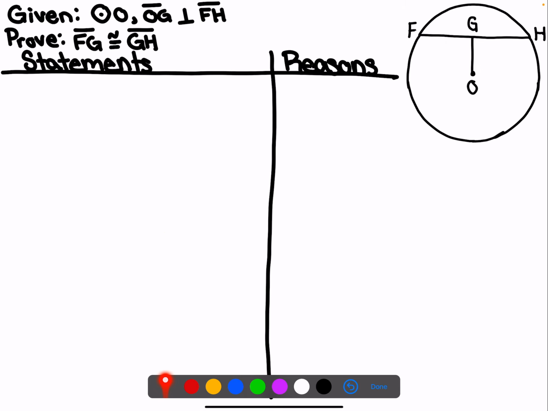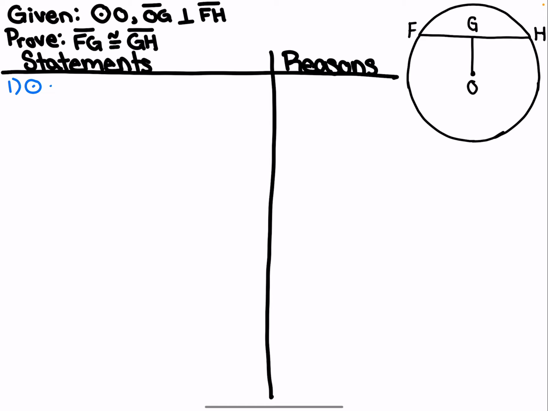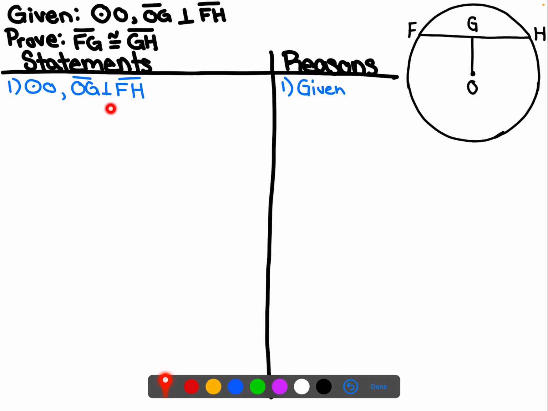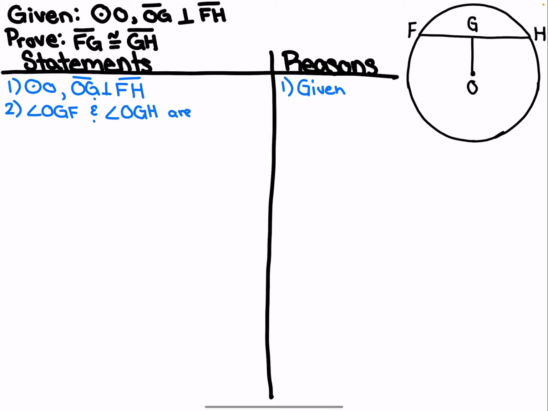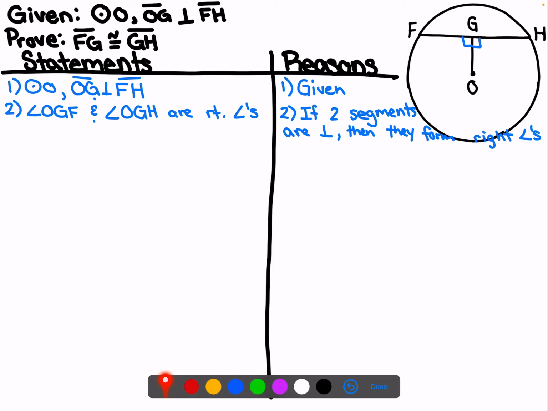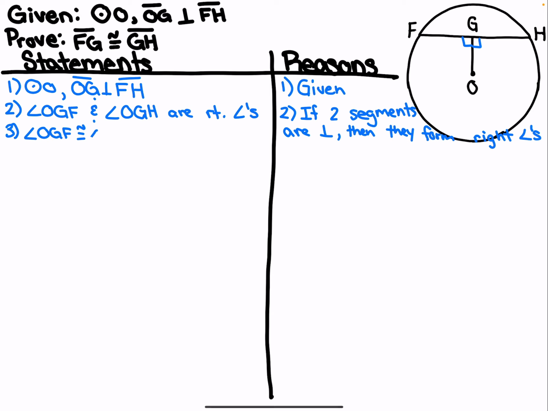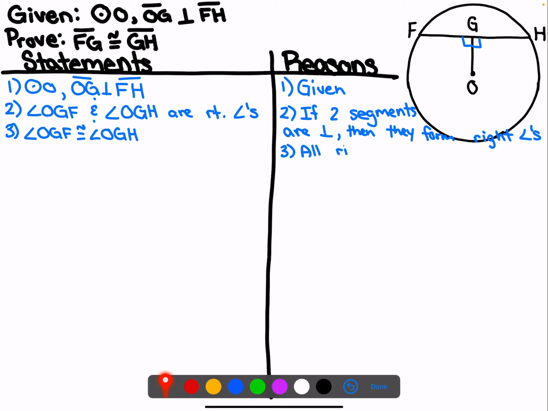This time we're given circle O, and we're given that OG is perpendicular to FH. We would like to prove that FG is congruent to GH. So to get started on this, we're going to go ahead and start with our given information. Circle O and OG is perpendicular to FH. Now, from here, if we have perpendicular segments, I know that they're intersecting at 90 degrees. So angle OGF and angle OGH are right angles because if two segments are perpendicular, then they intersect at right angles. Now, if these two angles are right angles, then of course they're congruent to each other. So angle OGF is congruent to angle OGH because all right angles are congruent.